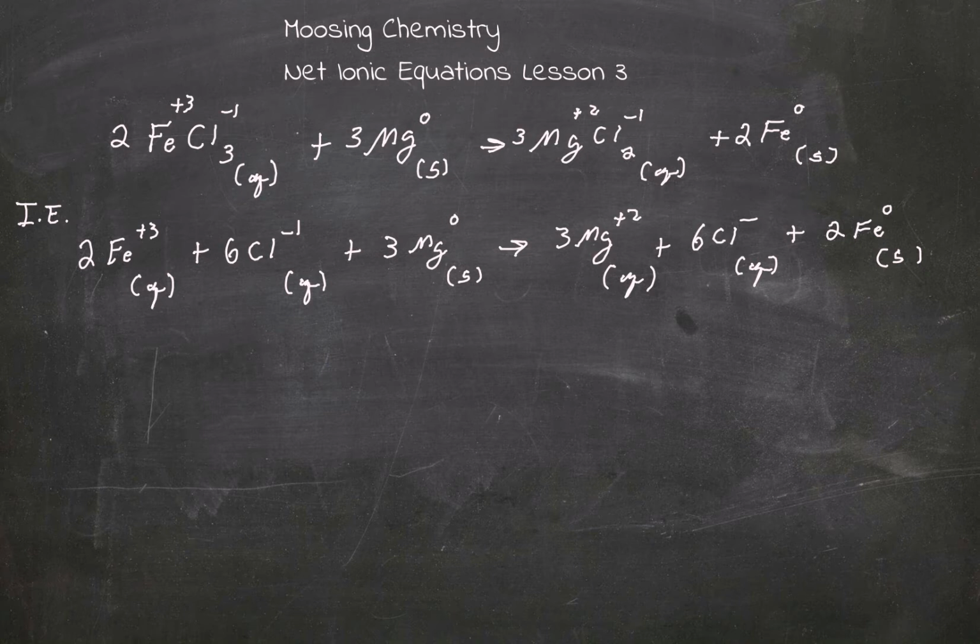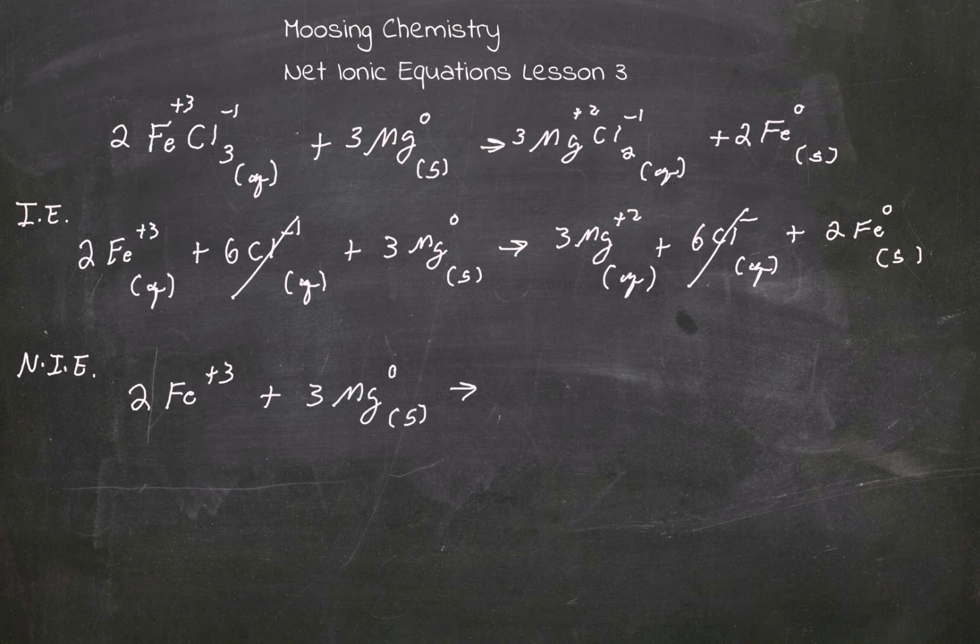So now, did iron change from the left to the right? It sure did. Did chlorine change? No, chlorine didn't change at all. So we're going to get rid of the chlorine because they are spectator ions. So our net ionic equation in this case is going to be 2Fe+3 (aq) plus 3Mg solid yields 3Mg+2 (aq) plus 2Fe solid.